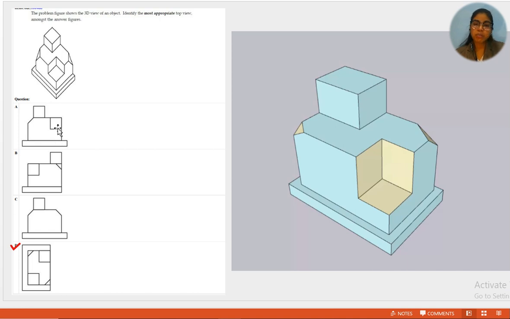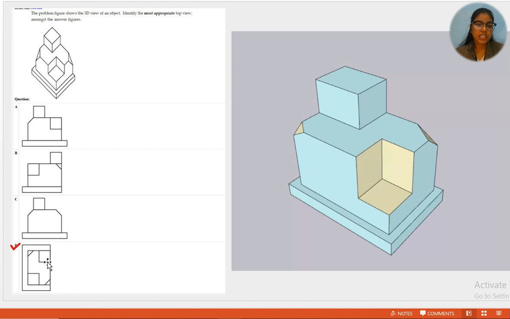If you look at options A, B, and C, in the questions before this one you have seen that they are elevations. These options were elevations when the question was asking about the elevation. Here the question is asking about the plan, and in the plan options, all three are elevations only. So that's why they are not possible, and option D is the correct answer.